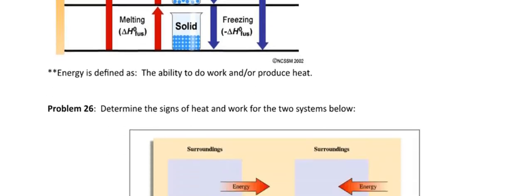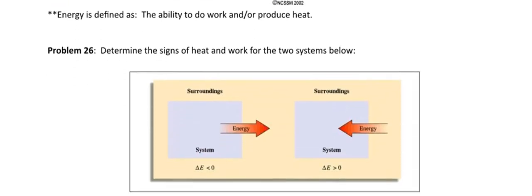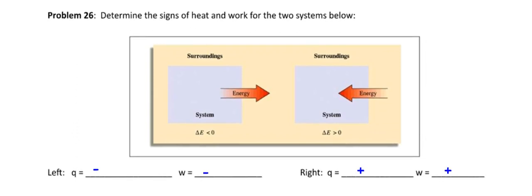So, for number 26, determine the signs of the heat and work for the two systems. Again, very, very similar to what we've already done. So why don't you go ahead and fill this out down below and come right back. Okay, so one more time, if it is leaving the system, it's negative. If it's going into the system, it's positive.